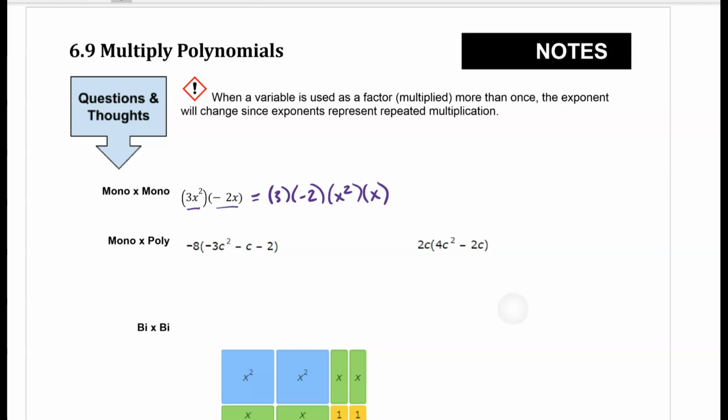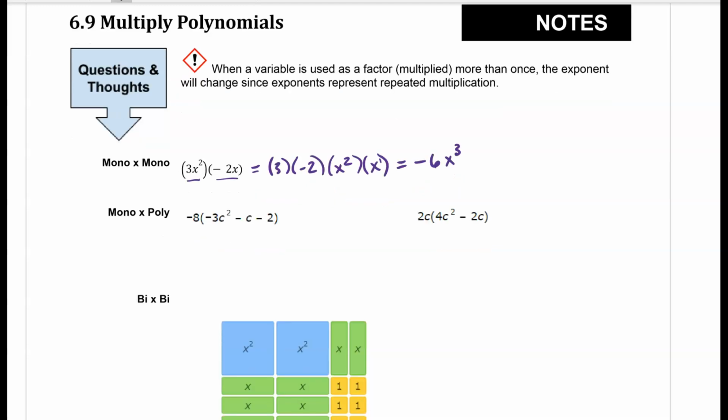Multiply the number parts together. 3 times negative 2 is negative 6. And multiply the variable parts together. So I have x to the second power times x to the first power. That's 3 factors of x. So x to the third power. The exponent counts the factors.